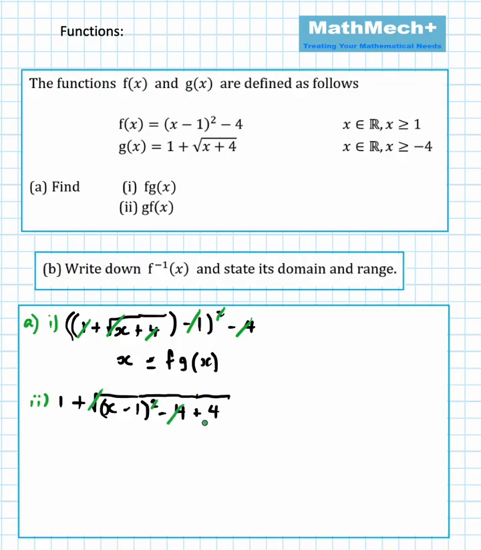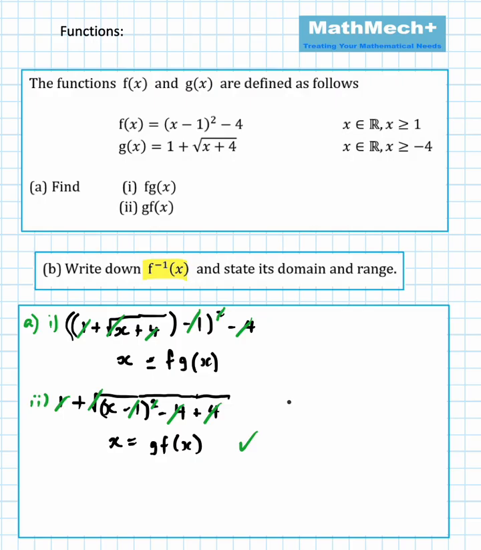So cancel out the root and the square. Again, the minus 4 and the 4. And the same thing with the 1 and minus 1. So you actually end up with the same answer. So of course, we have something very interesting here. That f of g of x and g of f of x are both equal to x.